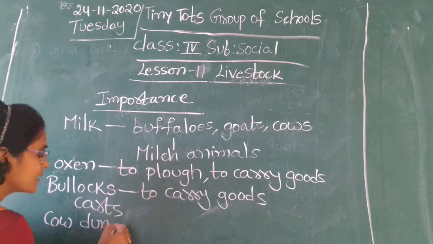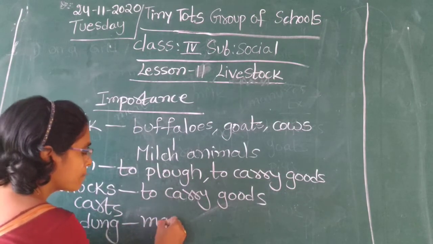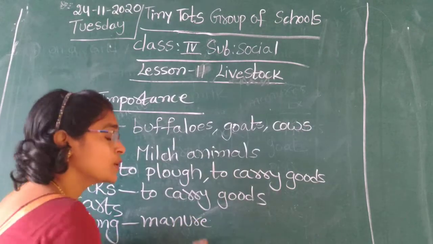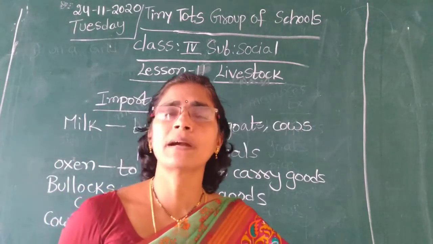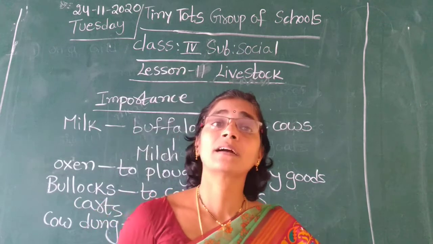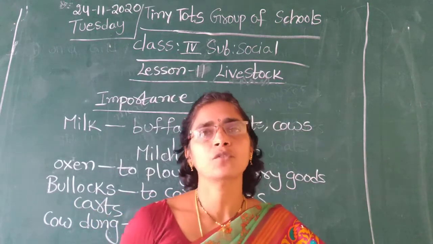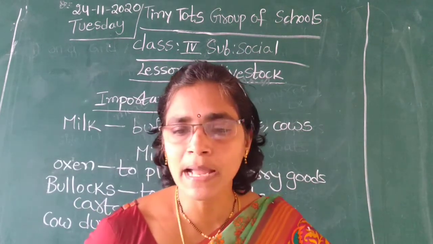Cow dung, dung means para. As the manure means eruvam. Polalaki eruvu vesukunte pantalu baaga pondudi. Pantalu baaga perigi ekku phalasayam vastundi. It is used as the manure.